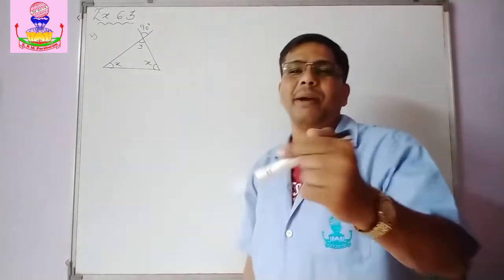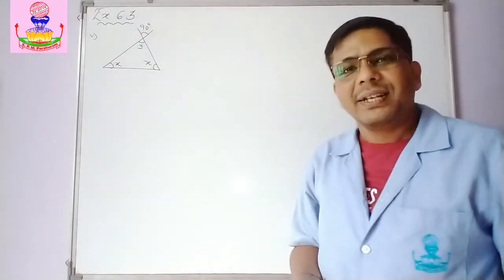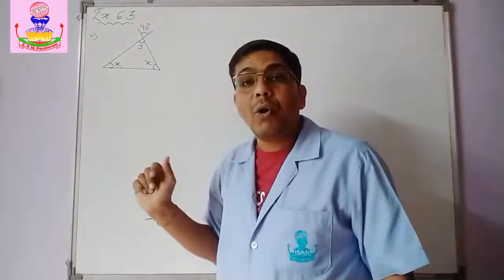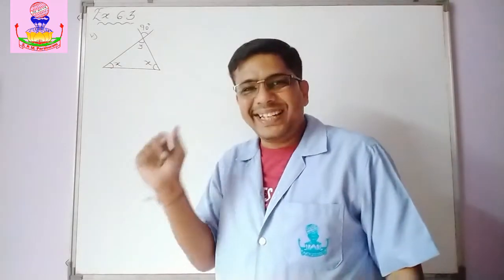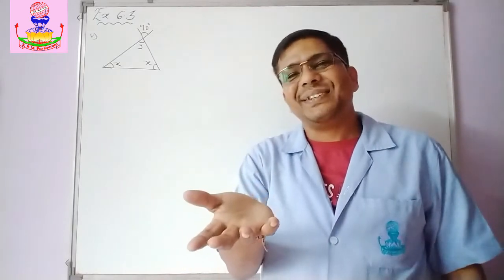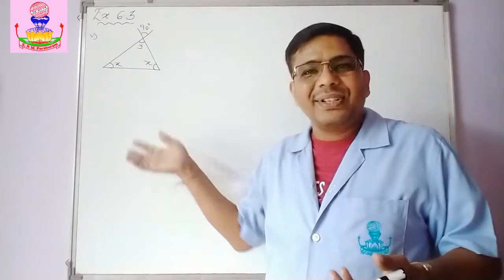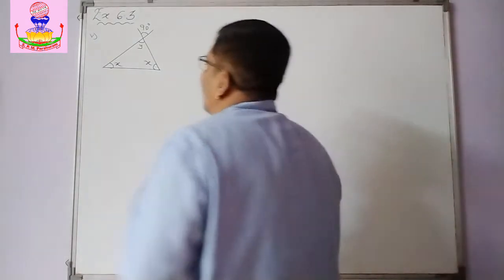Why? Yes, exactly. Vertically opposite angles. So the measure of angle Y you got. Then I can find X. How? Right, absolutely right. Angle sum property of a triangle. Okay, if I know the concepts, I can solve.